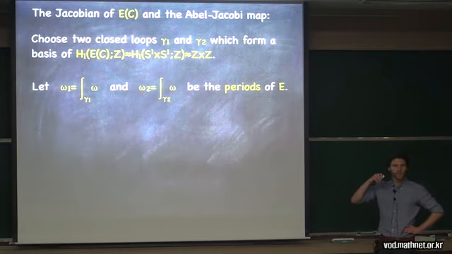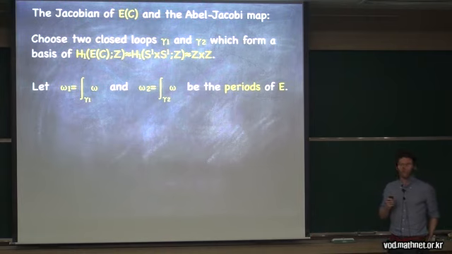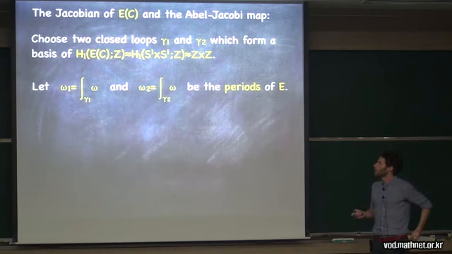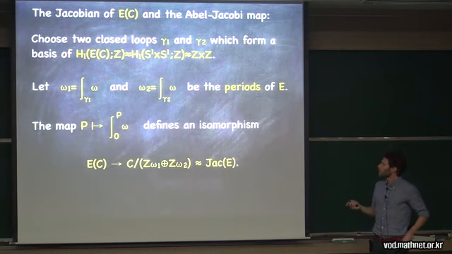And just like in the case of a circle, we call these numbers the periods of our elliptic curve, or of our equation E. Okay, and now this map sending a point P on our curve to this integral becomes a well-defined map from these complex solutions to the quotient of the complex numbers modulo the lattice, which is formed by, so Z stands here for the integers, Z times this complex number omega 1 plus Z times omega 2.